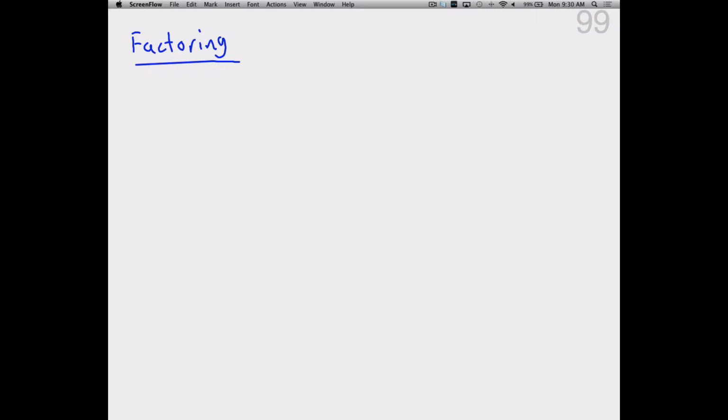Factoring. Woohoo! Okay, so we're going to start with the first thing you should always look for when factoring an expression. And notice we're factoring expressions, not equations. What's the difference between those two statements? What's the difference between an expression versus an equation?